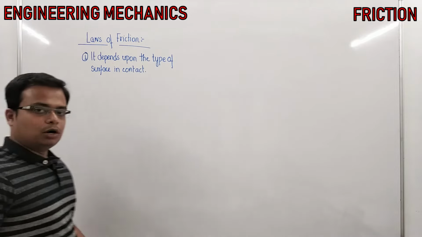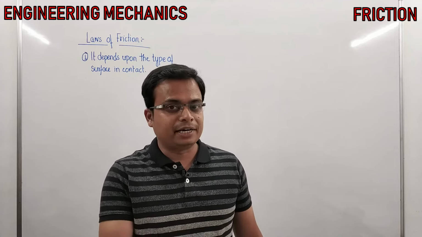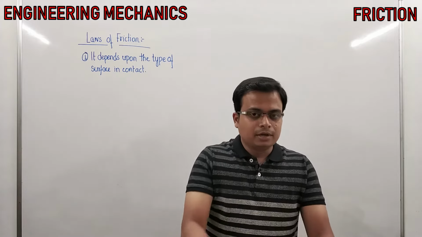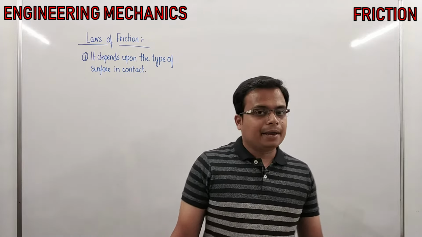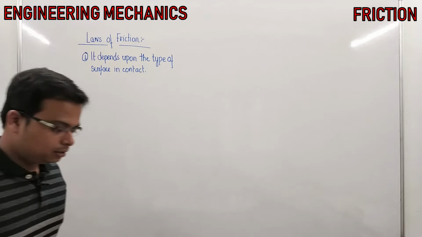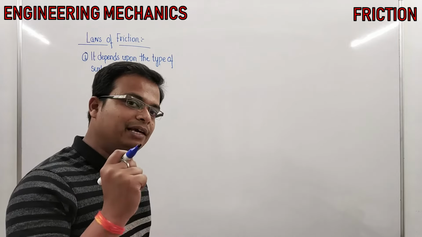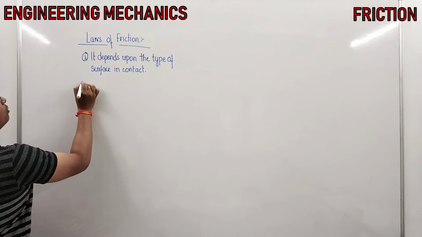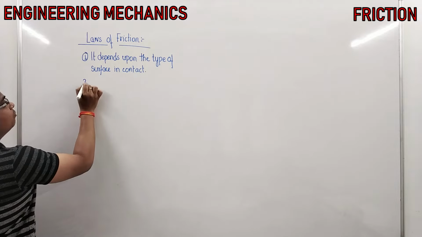Okay, so if the surface is smooth, then obviously there is going to be less friction or less magnitude of limiting friction. If the surfaces are rough, then obviously the magnitude of limiting friction is going to be very, very high, right? And if the surface is polished, then obviously again the value of maximum friction or limiting friction obtained is going to be very small. So that was about the quality of surface. This first law is regarding the quality of surface.